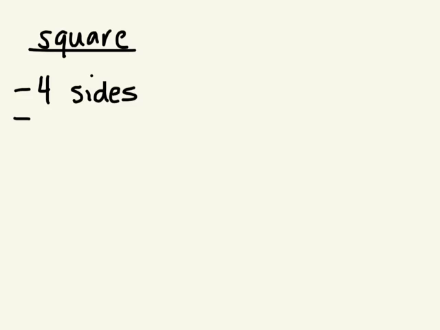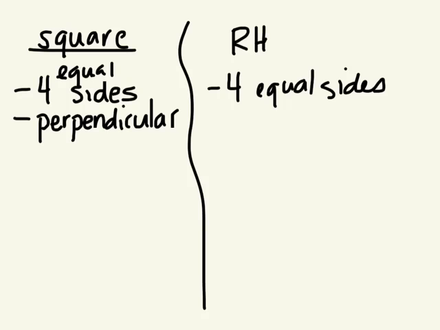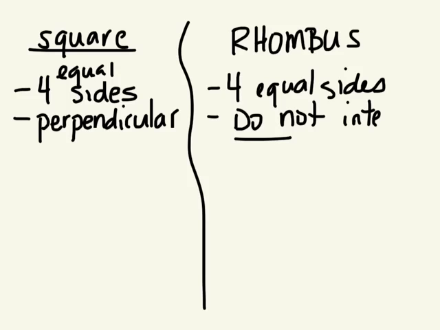Okay, well, if all four sides were the same, it's possible it could be a square, right? What other properties are there of a square? We just talked about it. Sides have to be perpendicular. What other shape has four equal sides? Okay, a rhombus also has four equal sides, but they do not intersect at a 90-degree angle. A rhombus does not have 90-degree angles in it, otherwise it would be a square.